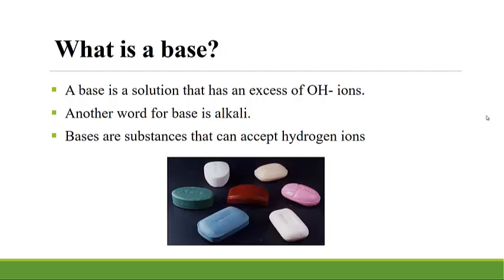Bases, we can also define them as substances that can accept hydrogen ions. The hydrogen ion that we have with acids gets accepted by the bases and ends up making water.